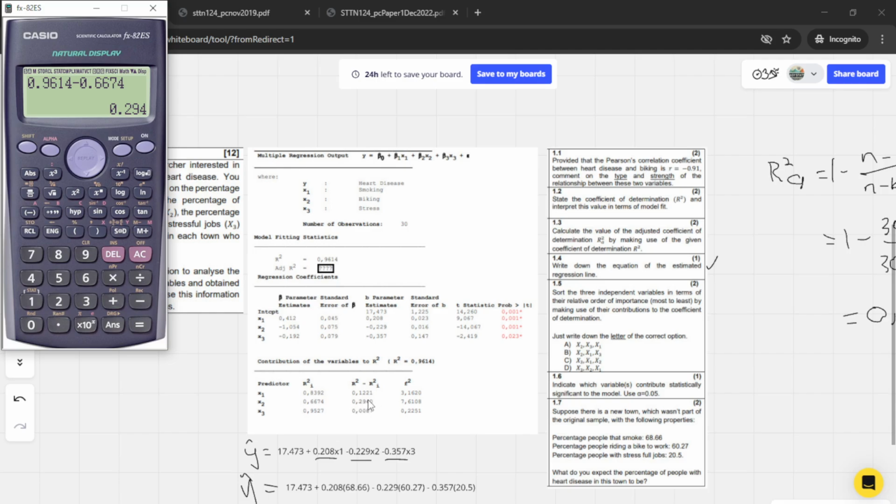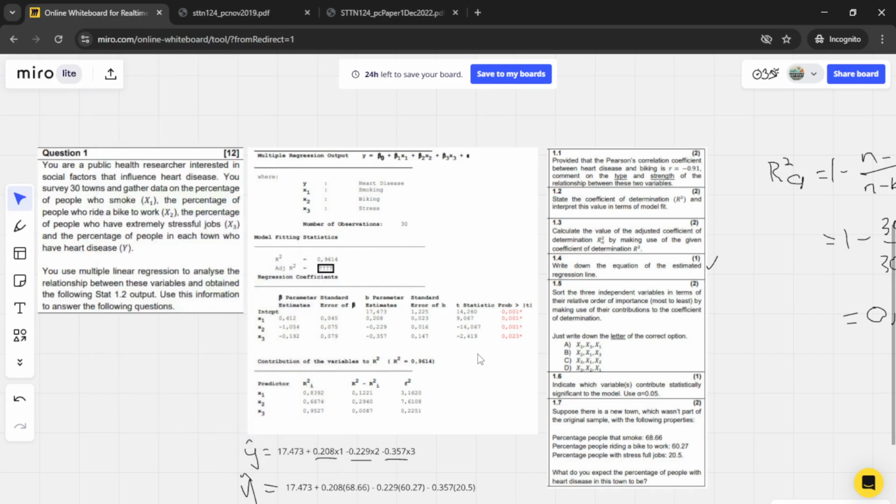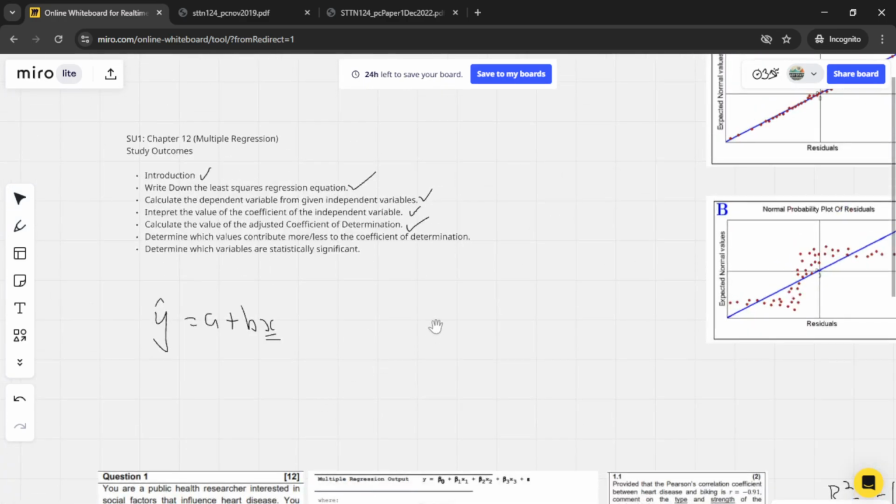So that is how you determine which variable contributes the most or which variable contributes the least, or how to calculate the contribution of a certain variable to the coefficient of determination. And that's how you do it. So let's go to the next one.